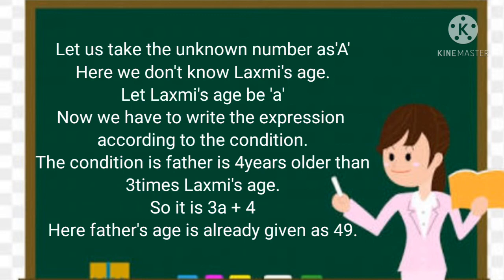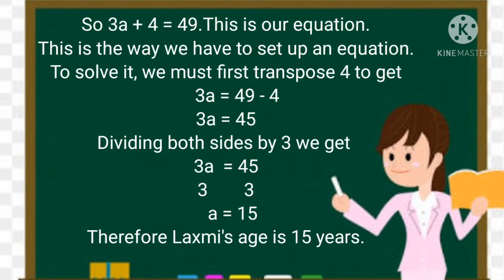Her father's age is already given as 49. So 3a plus 4 is equal to 49. This is our equation. This is the way we have to set up an equation. To solve it, we must first transpose 4 to get 3a is equal to 49 minus 4. Therefore, 3a is equal to 45. Dividing both the sides by 3, we get 3a upon 3 is equal to 45 upon 3. We get a is equal to 15. Therefore, Lakshmi's age is 15 years.